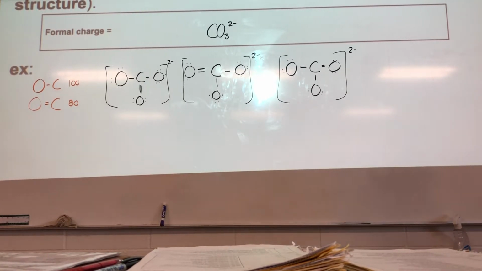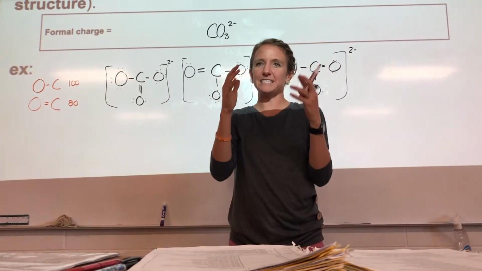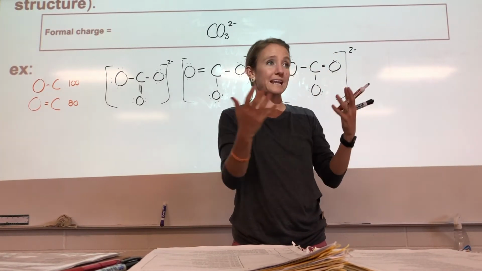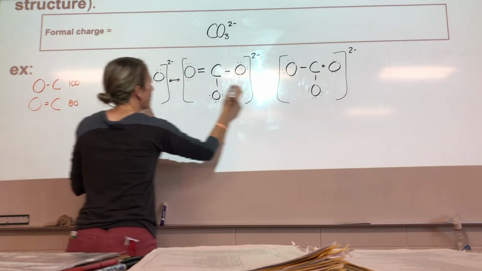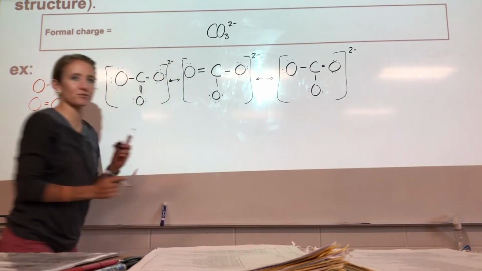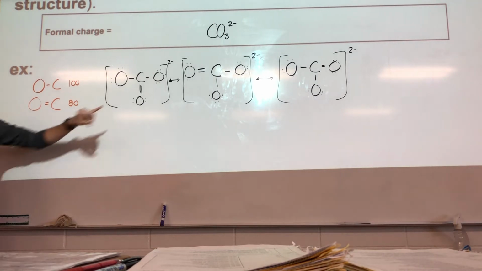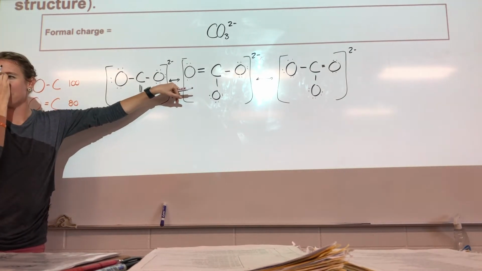So this idea of resonating, if this was the AP test and you had to draw a picture of carbonate, your answer would have to be all 3 pictures with an arrow in between. This is designated as our resonating arrow.